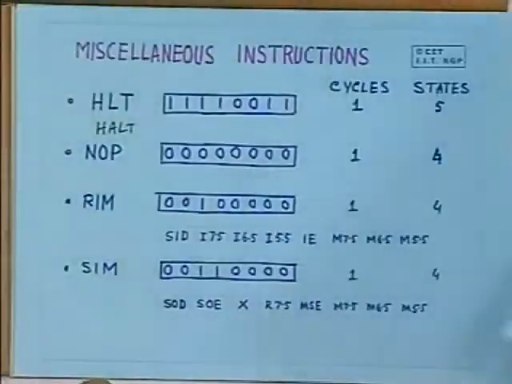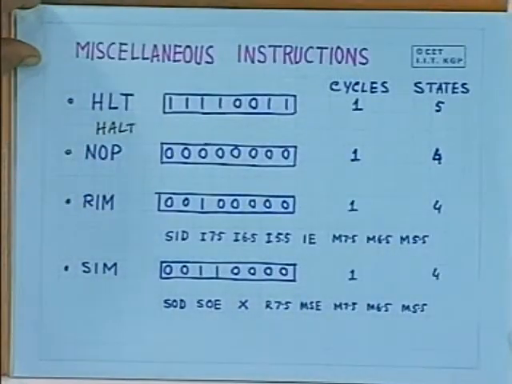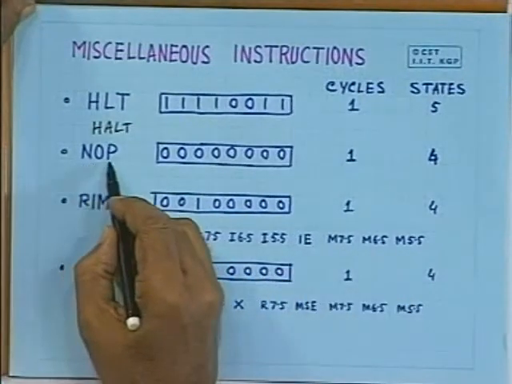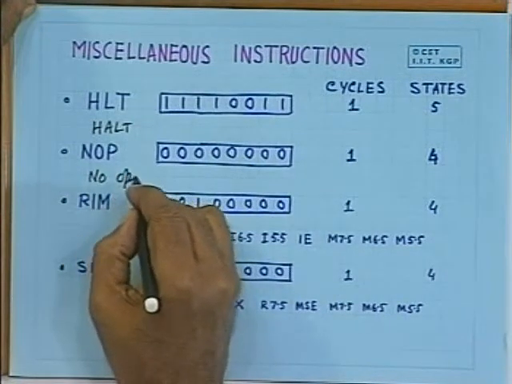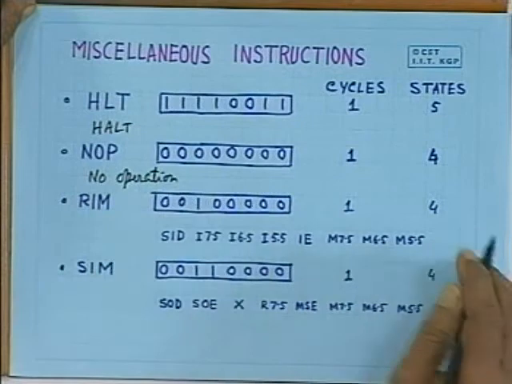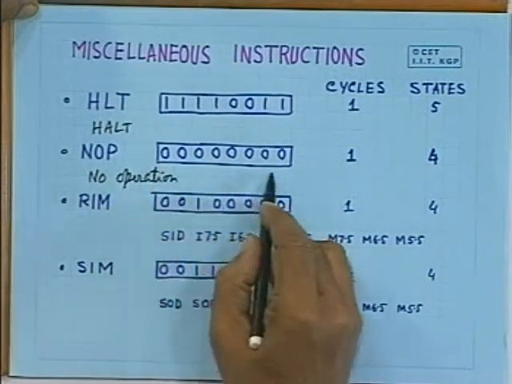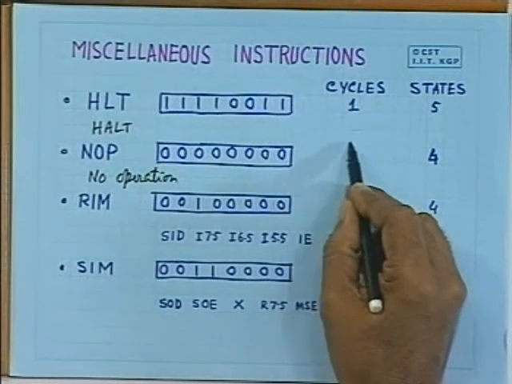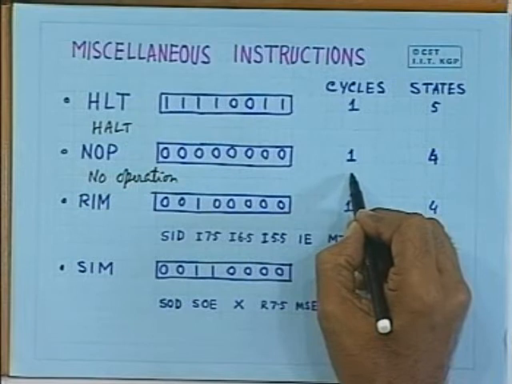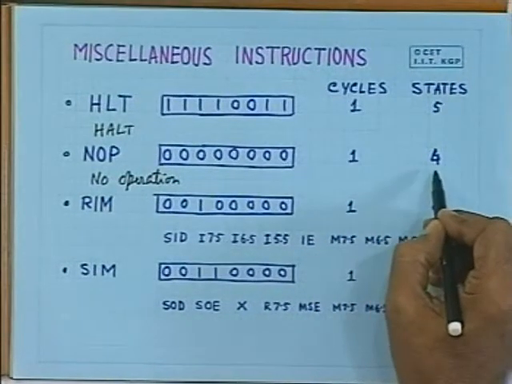Now, apart from halt, there is another important instruction, that is your no operation. Obviously, no operation means it essentially does not perform any operation. It does not perform any data manipulation, data transfer, it does not do anything. Then what does it do? The only thing it does is take some time. It takes some time to execute that instruction, requiring one machine cycle or 4 clock cycles.